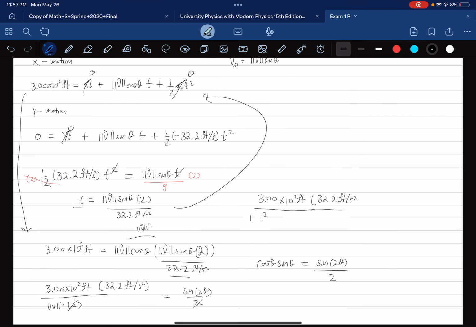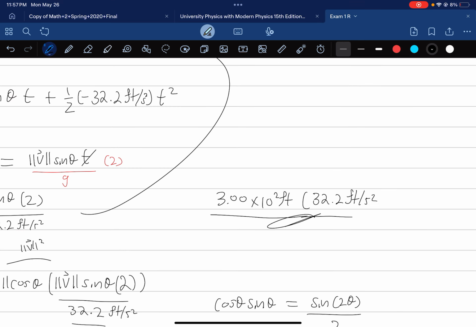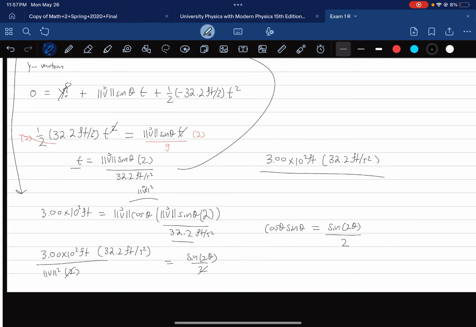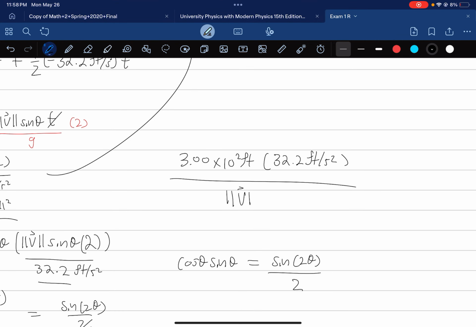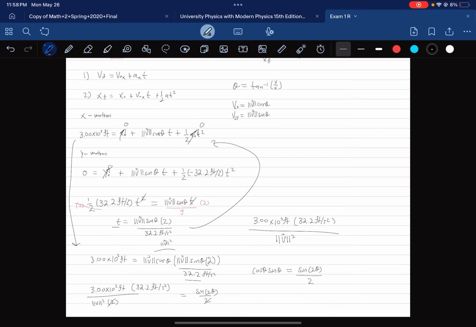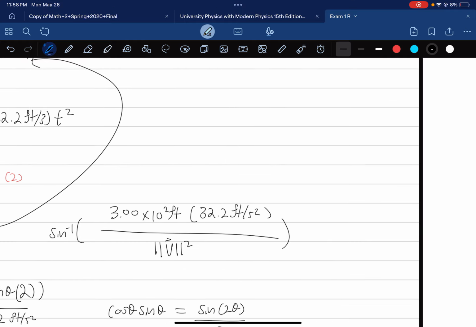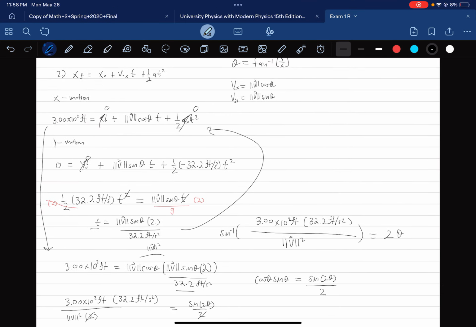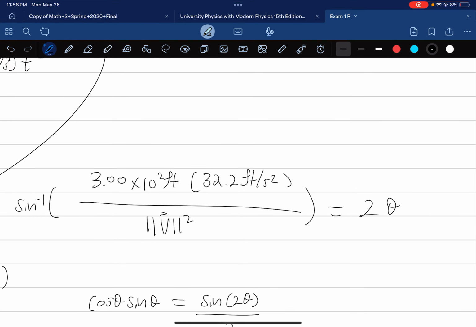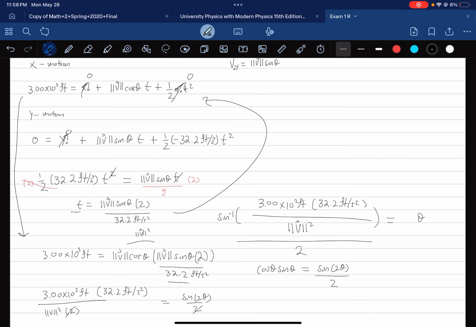Let's clean it up a little bit. Okay. And then we only see the magnitude of v squared term on the bottom. And then obviously we do inverse sine. And then we're just left with 2 theta. Just divide out the 2, which we can just put down here. Boom, boom, gone. Now we have basically solved for our angle.